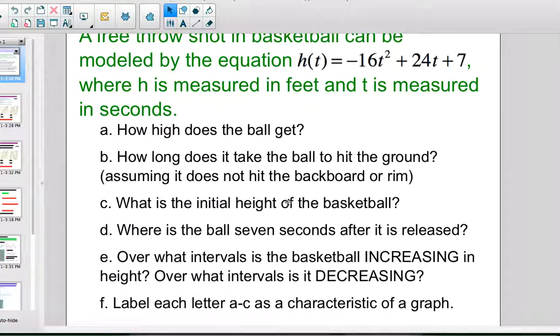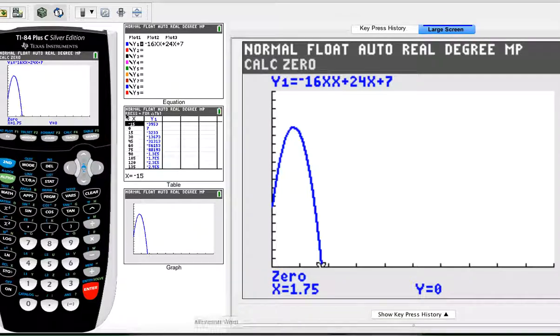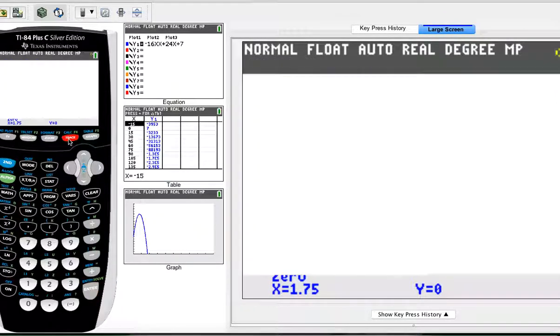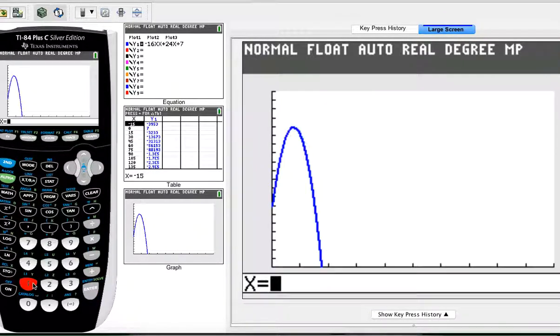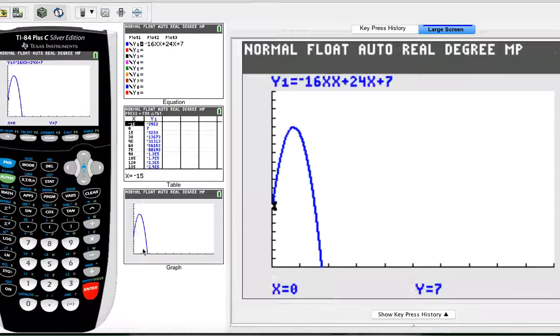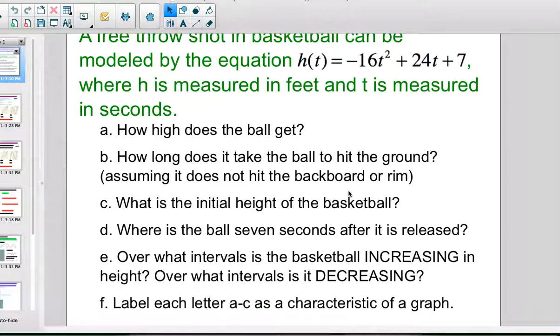What is the initial height of the basketball? That's 7, right? The initial height is when you plug in 0 for x or for t. 0 seconds means it's initial. So if I plugged in 0, I could get 7. On your calculator, if you remember that second trace value, I can type in x equals 0, and I get 7. But it's the same thing as plugging 0 in here, which gives you 7. This is just a visual representation of that. So we got 7 feet there.